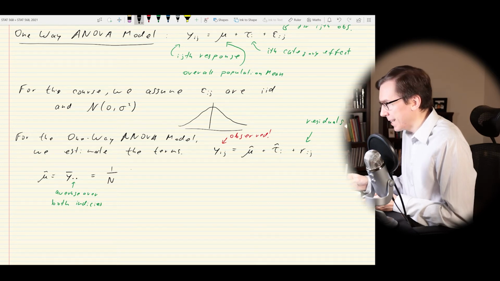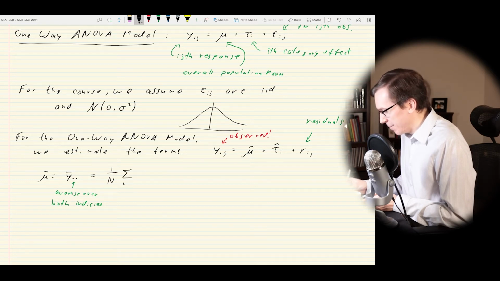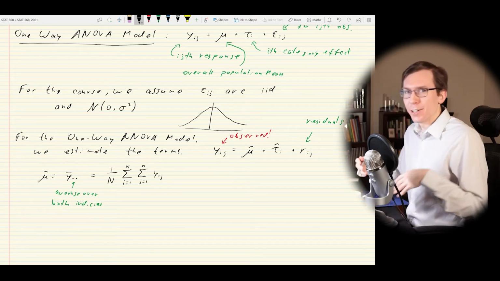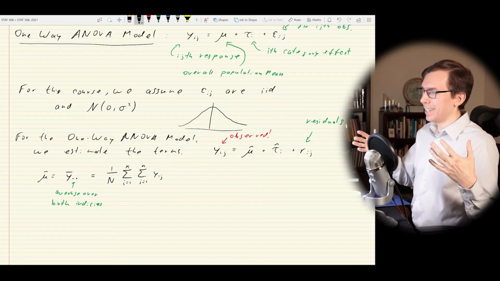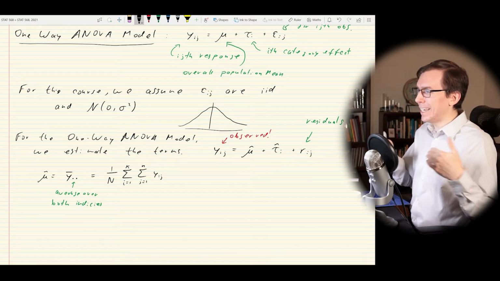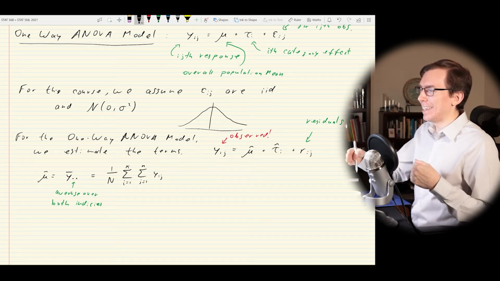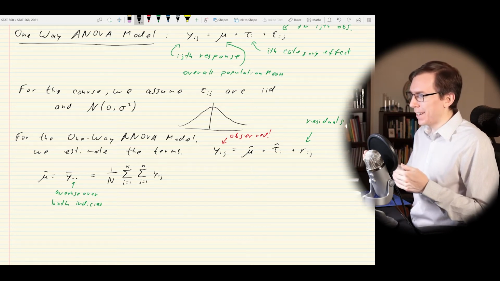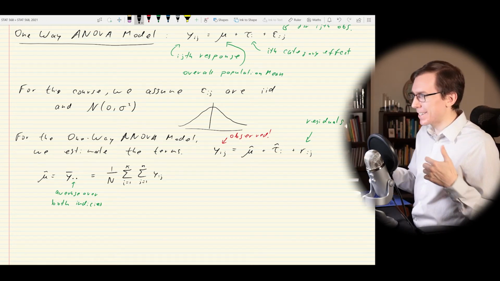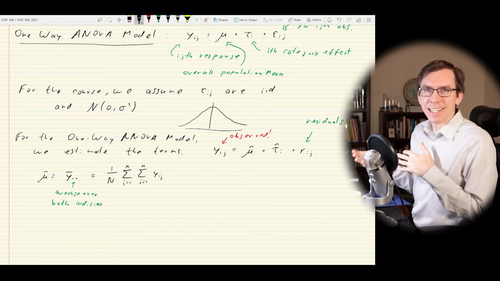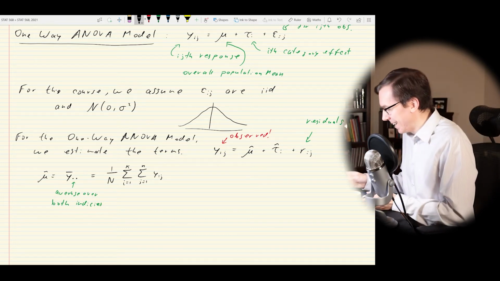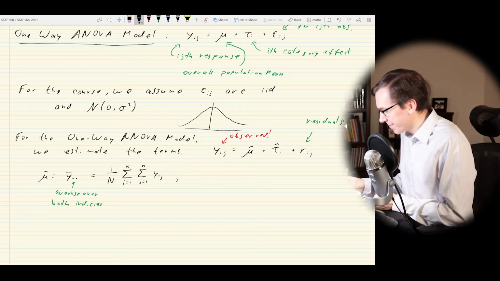So we would take our big N here, and we would sum, in this case, i from 1 to k, and sum j from 1 to n of the yij's. Again, we're assuming that each of the k categories has exactly n observations. That may not be the case in practice, but it does make the math a little bit nicer to write down, so we're going to do that for now.